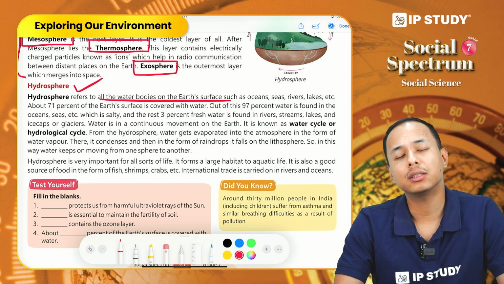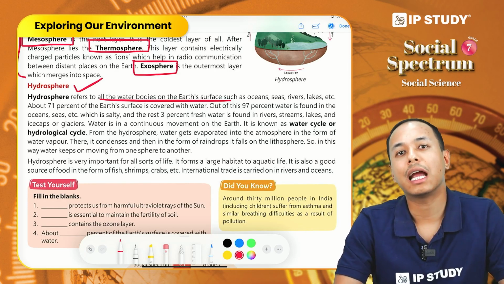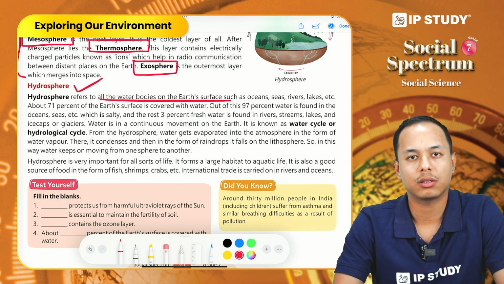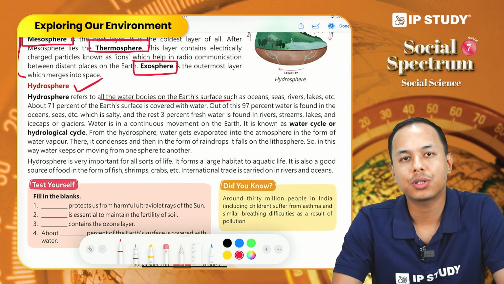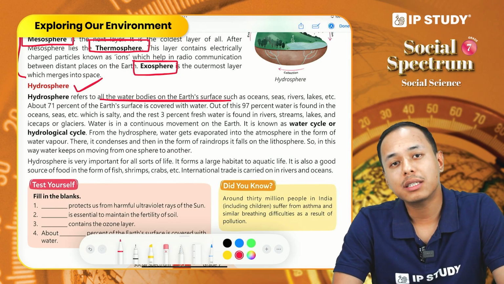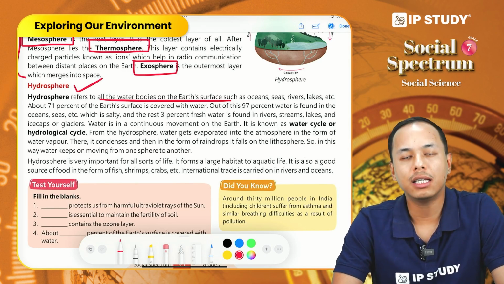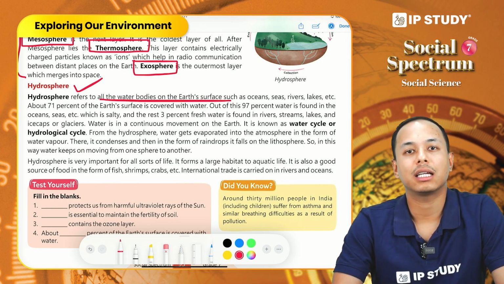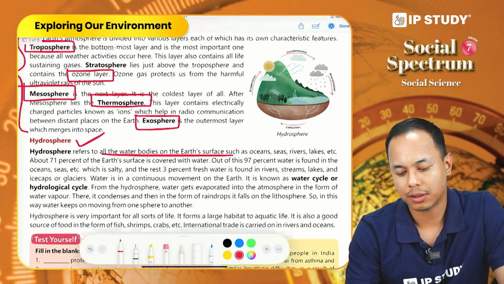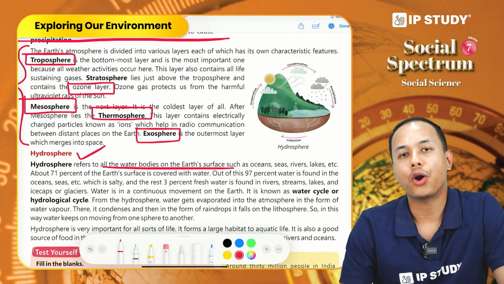Why? Because out of these 100%, 97% of the water is present in the form of salty or saline water in oceans and seas. That means we cannot use it. The remaining 3% we find in rivers, lakes or even trapped in glaciers or ice sheets. One thing we have to understand, the water is in continuous movement.